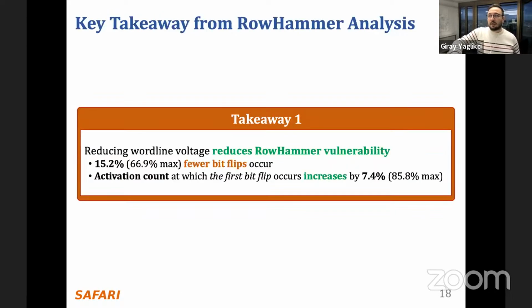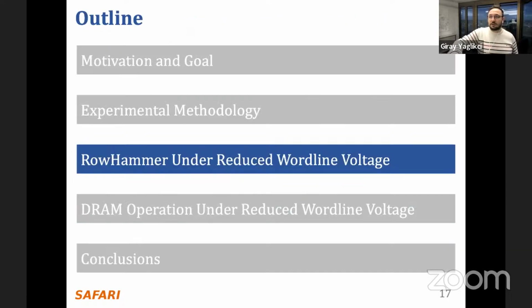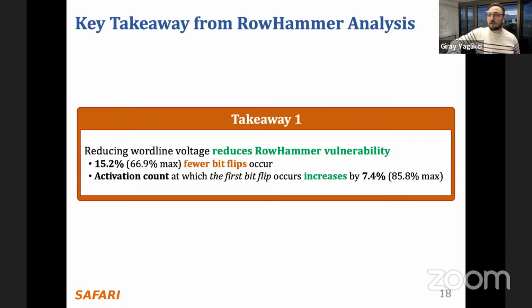Okay, let's look at how RowHammer changes under reduced wordline voltage. So this is our high-level takeaway. When we reduce wordline voltage, we observe that we can reduce RowHammer vulnerability such that the number of bit flips that we observe is significantly smaller, and the activation count that is needed to induce the first bit flip increases significantly as well.